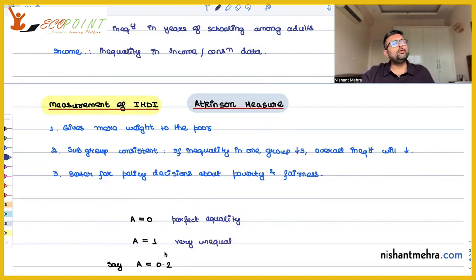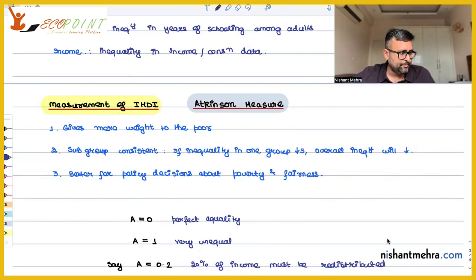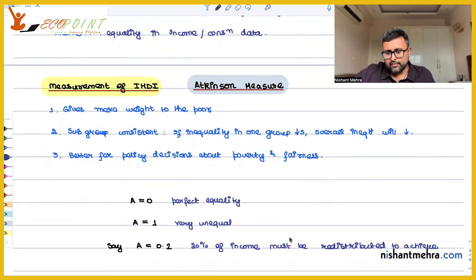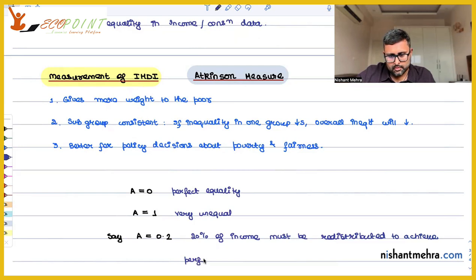How do you interpret A equals, let's say, 0.2? It means that 20% of income must be redistributed to achieve perfect equality. This is the way you will interpret it.